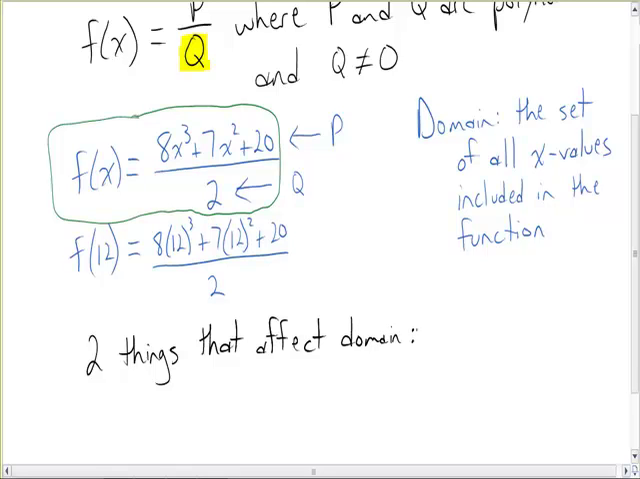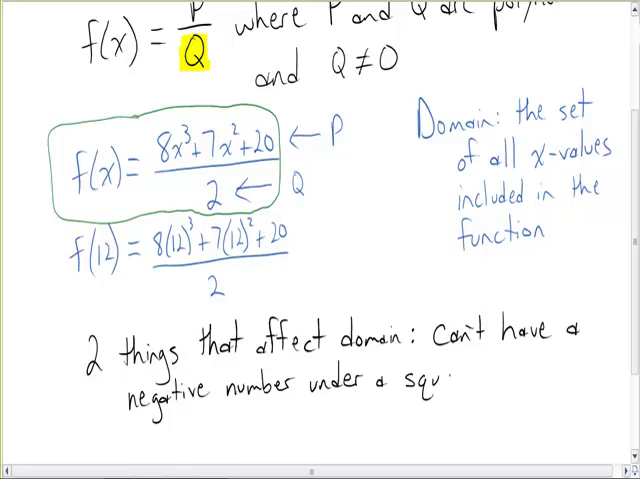Alright, let's think about if you had a square root. If you have a square root function, you can't have a negative number under a square root and get a real number answer. So anytime you have a square root, or any even root for that matter, it could be a fourth root or a sixth root, then your domain could be restricted if there's any values of x that would make the part under the square root be negative.